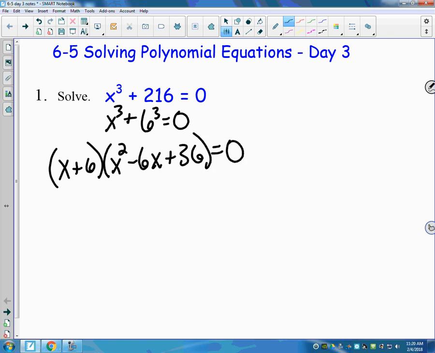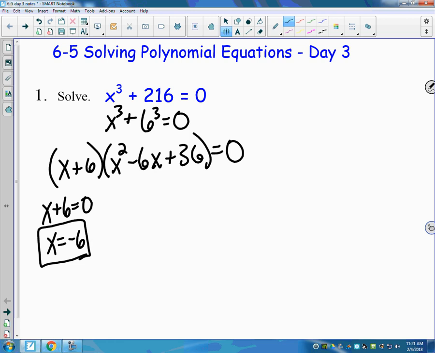And now the new step is I want to solve that and find all the solutions to that problem. So this one's the easy one, right? If I set this equal to 0, I just get x equals -6. And that's what you probably would have told me if I asked you what's the solution to this problem. But we also have to solve this, right? And this is never going to be factorable.